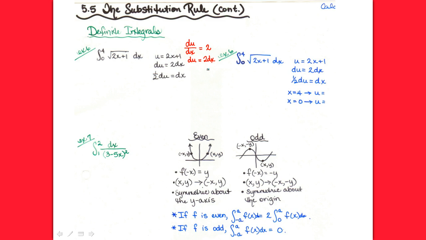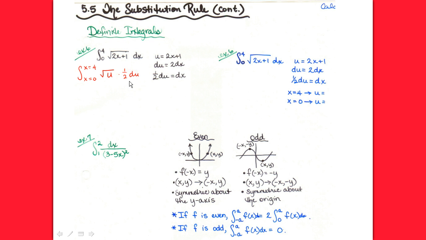So if I match it up with my problem, you'll notice that I can replace that radical and have the square root of u. But I just have dx. I don't have a 2 dx, so I need to get rid of that 2. So I'm going to divide both sides by 2, so that'll give me 1/2 du is equal to dx. So again, I'm going to replace my radical with the square root of u, and I'm going to replace dx with 1/2 du.